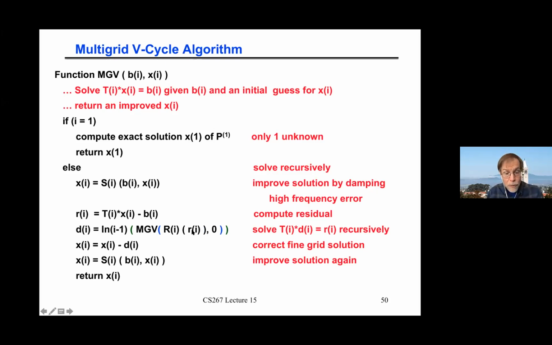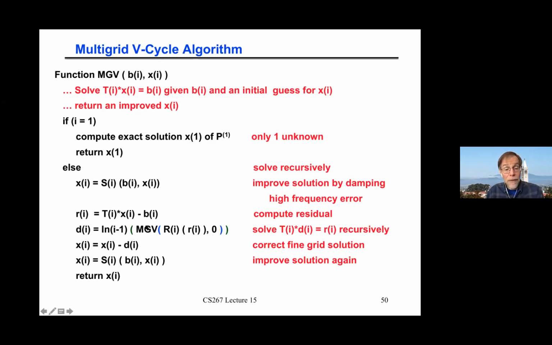I take the residual, I restrict it to a coarser problem. Then I call multigrid recursively to solve that smaller, coarser problem with a starting guess of 0. Then I take that approximate solution and I interpolate it back to the fine mesh. And I get an update, a correction to my solution. And I use that to correct my solution on the fine mesh.